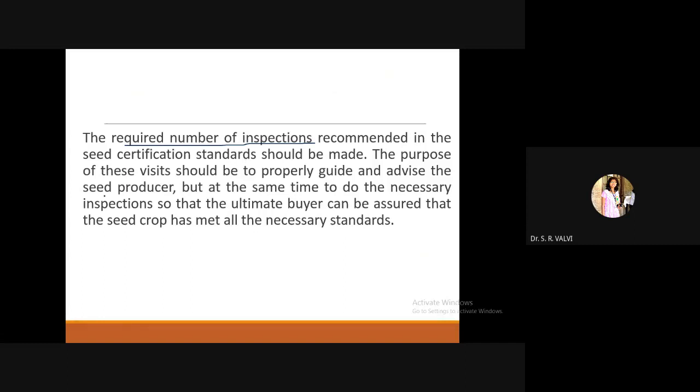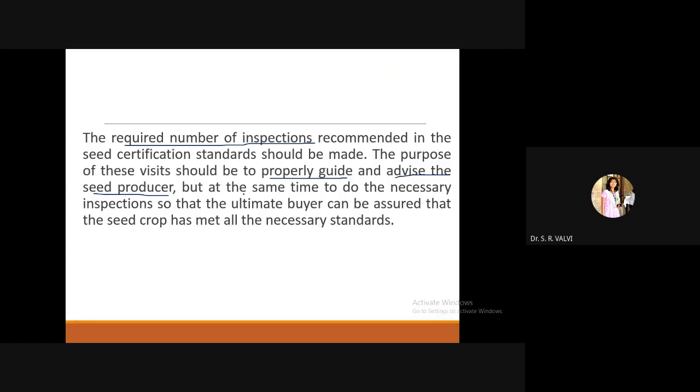The purpose of this visit should be to properly guide and advise the seed producers. Suppose you are going for inspection, it should not happen that you go to the field and enjoy the meal provided by that seed producer. That should not happen, right? So here your purpose should be to properly guide and advise the seed producer, right? So this main intention should be there when you are visiting or doing the inspection.